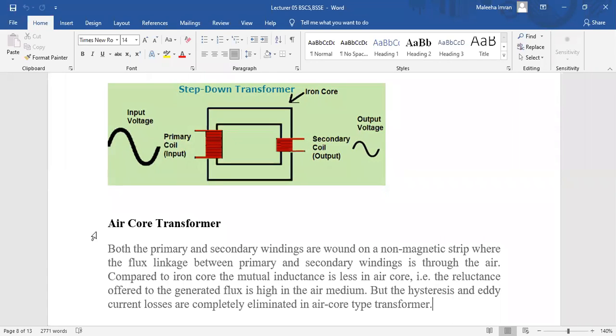If you compare the air core transformer with the iron core transformer, you can say that the reluctance offered to the generated flux is high in the air medium, क्योंकि इसमें रिलक्टेंस जो है वो ज्यादा होगी, जबकि आयरन कोर में रिलक्टेंस जो है वो कम होगी. So in this way you can say that in the case of the air core transformer, the eddy currents are completely eliminated. So this is the air core transformer.